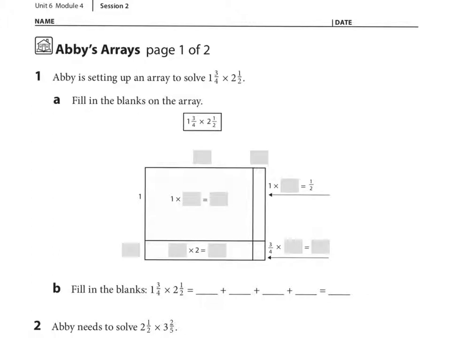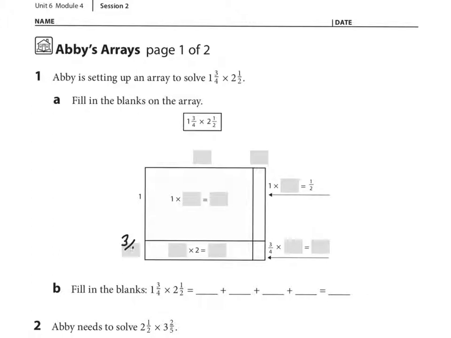Let's take a look. Number 1, it says Abby is setting up an array to solve 1 3/4 times 2 1/2. Fill in the blanks on the array. So again, here is our expression, and here's a blank right here, and several other places. I see a 1 right here, so if one whole is here, I know I'm splitting up 1 3/4 on this side, so 3/4 is going to come right there.